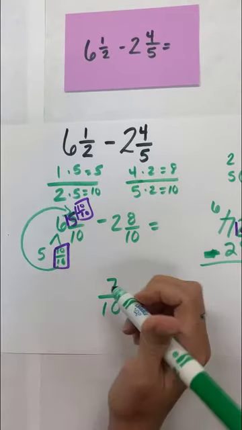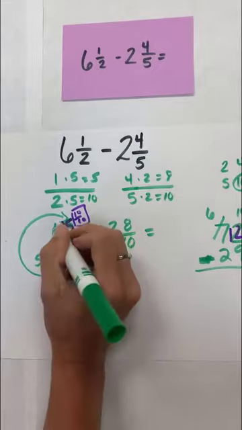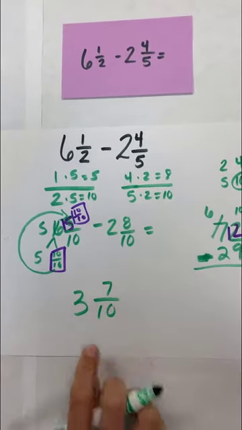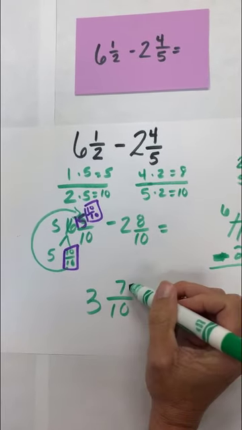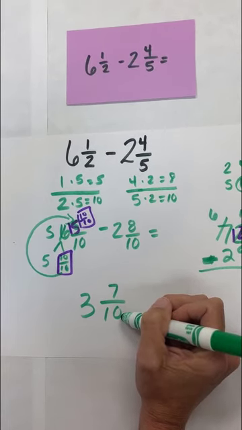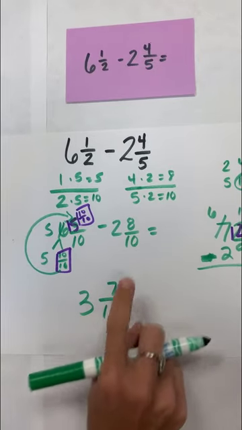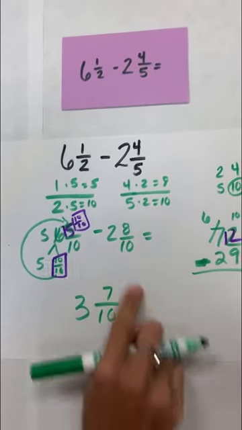2 wholes from 6 wholes is going to leave me with 5 wholes, because I regrouped that. Need to mark that out, put that here. 2 from 5 will leave me with a whole of 3. So 3 and 7/10. 7/10 cannot be simplified because there are not any common factors of 7 and 10 that will help us to simplify that. And remember, our estimation was around 4, which 3 and 7/10, I'm only 3/10 away from 4. So that should be a reasonable answer.